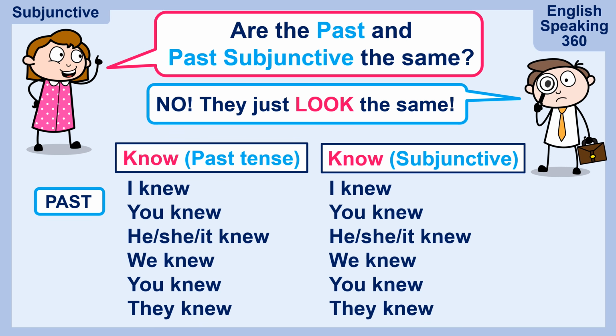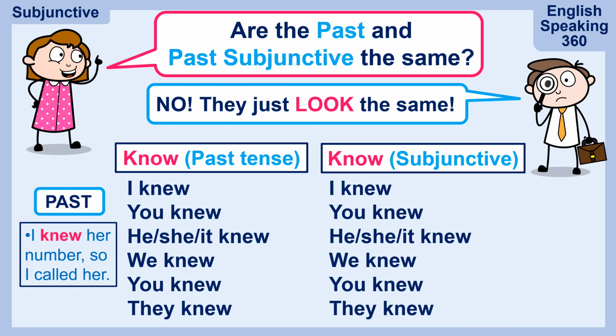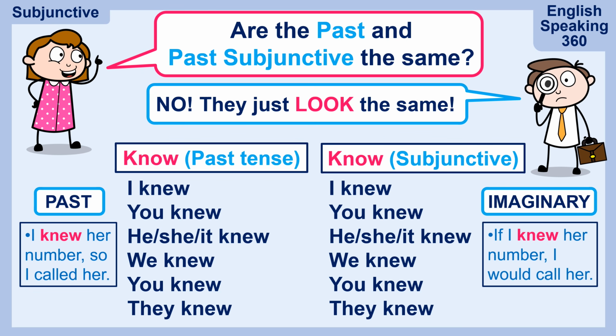The meaning of the past tense is past. For example, I knew her number, so I called her. In the past, I knew her number, and in the past, I called her. That makes sense. Now let's take a look at a subjunctive sentence. The meaning is imaginary now. It is not past. If I knew her number, I would call her. If I knew, but I don't know her number, and here it has no connection whatsoever with the past tense. It is just an imaginary situation. It is the subjunctive mood.